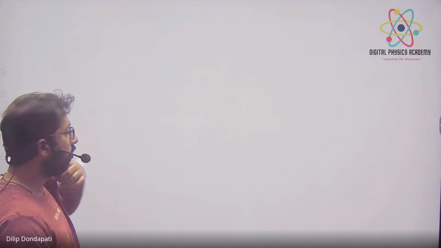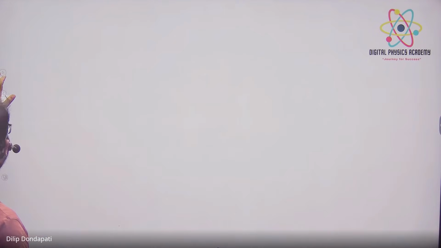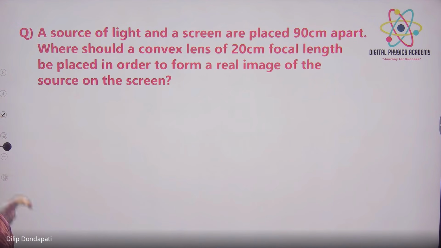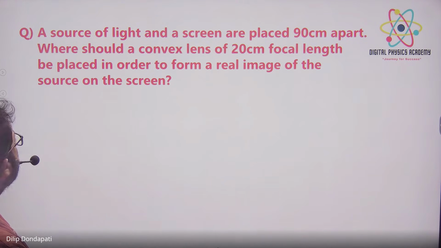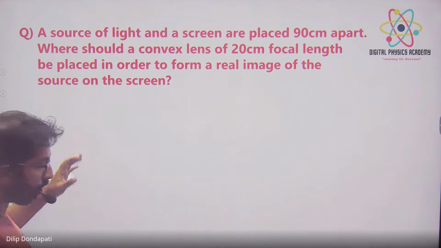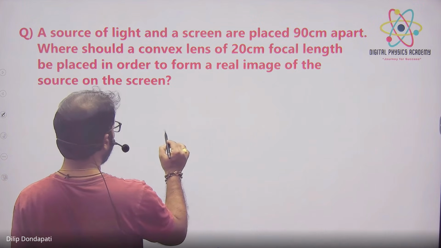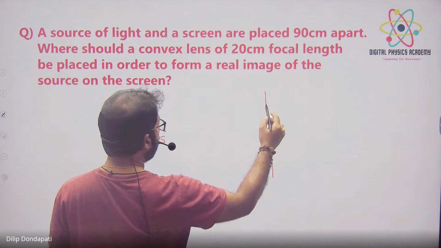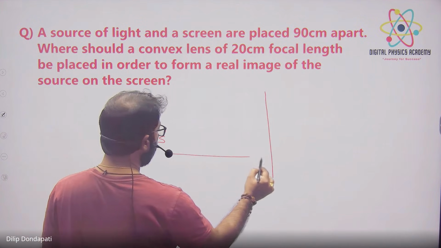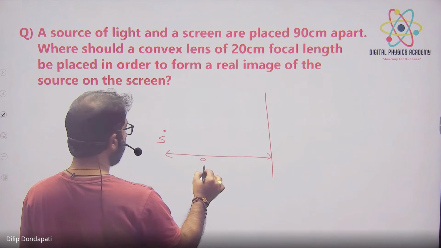Okay, now we will do a question, and from it we will get the conclusions. A source of light and a screen are placed 90 centimeters apart. A source of light is there, and a screen. So what is the distance? 90 centimeters.